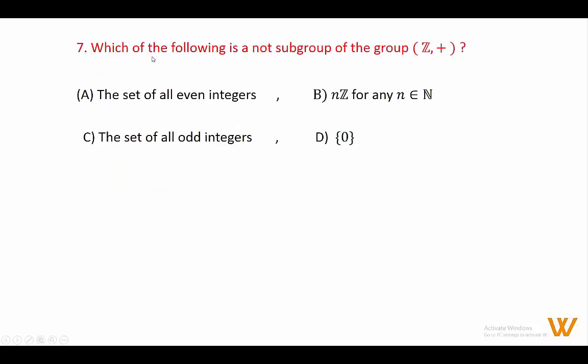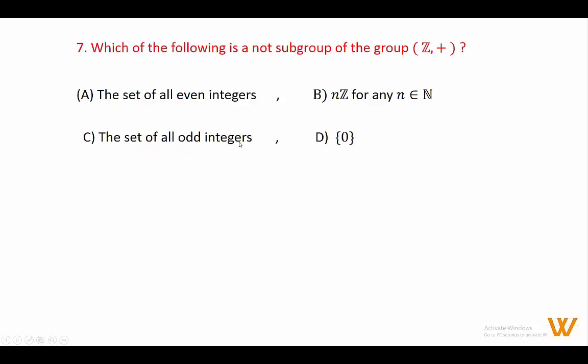7. Which of the following is not a subgroup of group Z plus, the set of integers under addition? The set of all even integers is a subgroup of group Z plus. nZ for any n belonging to natural numbers is also a subgroup of group Z plus. The single element 0 is a subgroup of group Z plus.